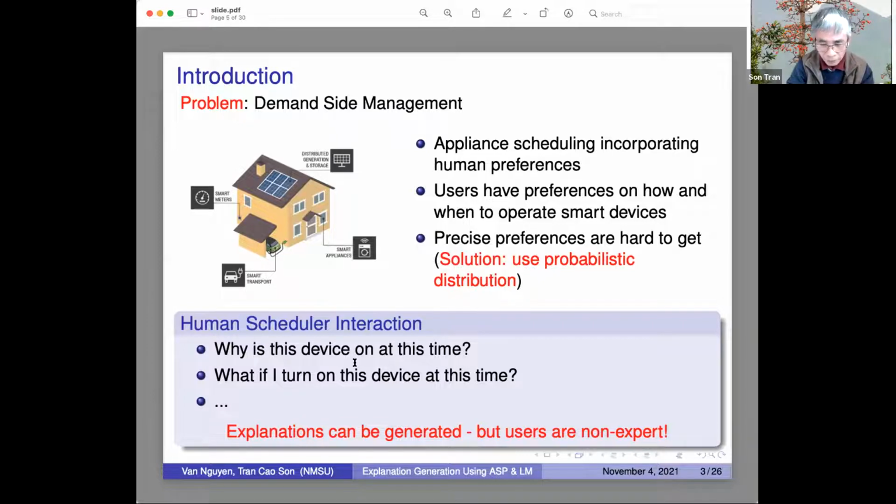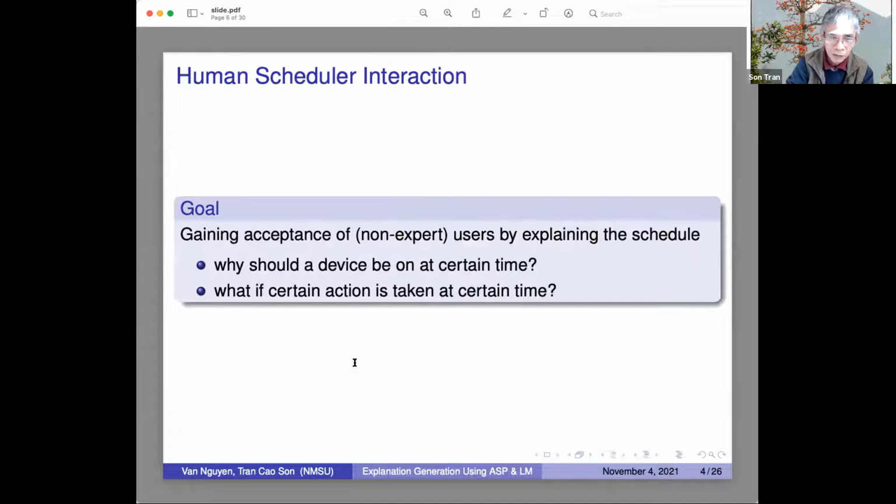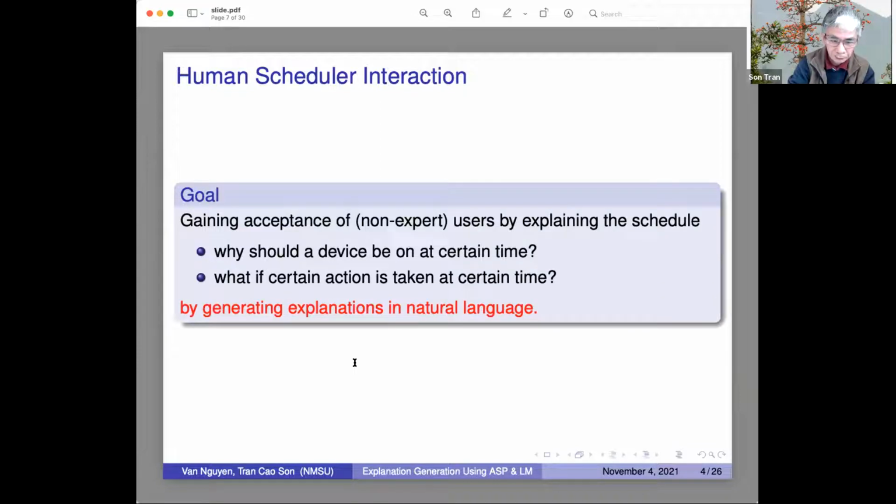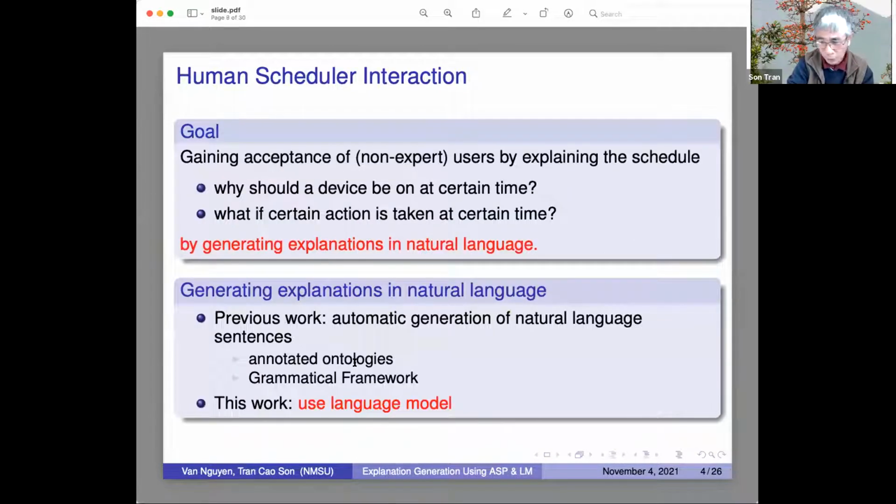Now, the problem here is that users of such a system are usually non-experts. They would not understand the formulas that you present to them. So basically what we want to do in this paper is to explain to the user by generating the explanation in natural language.